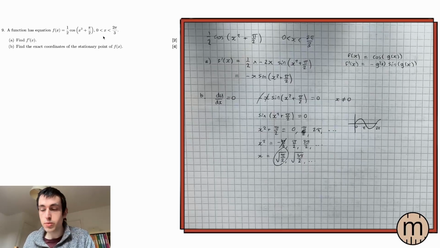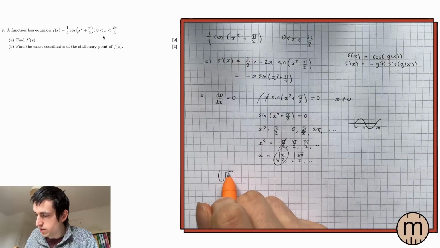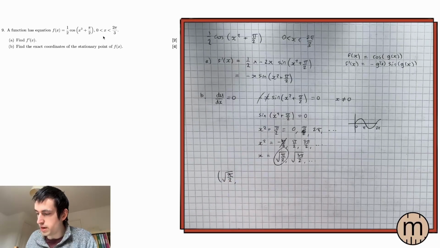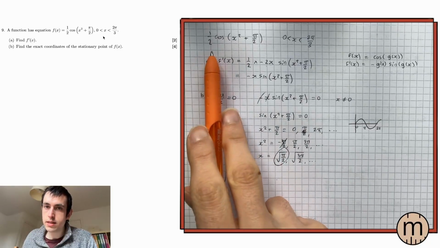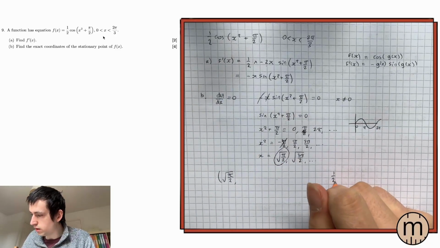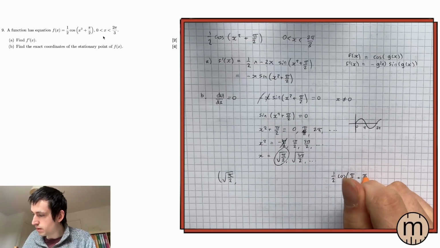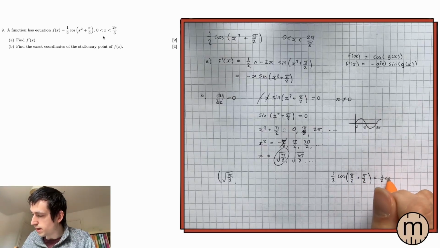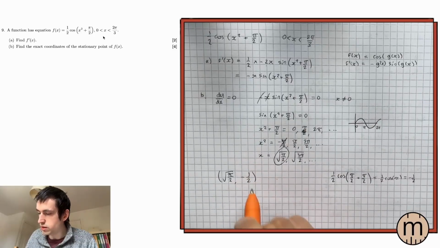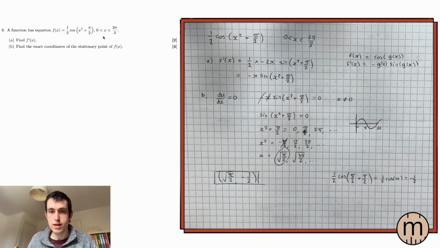But we're looking for the stationary point. The x-coordinate is going to be square root pi over 2. What's the y-coordinate going to be? Well, let's take the x and sub it back in, see what we're going to get. 1/2 cos of that thing squared is just pi over 2 plus pi over 2. That's going to give us half cos pi. Cos of pi is minus 1. So the coordinate of the stationary point will be root pi over 2 and minus 1/2.